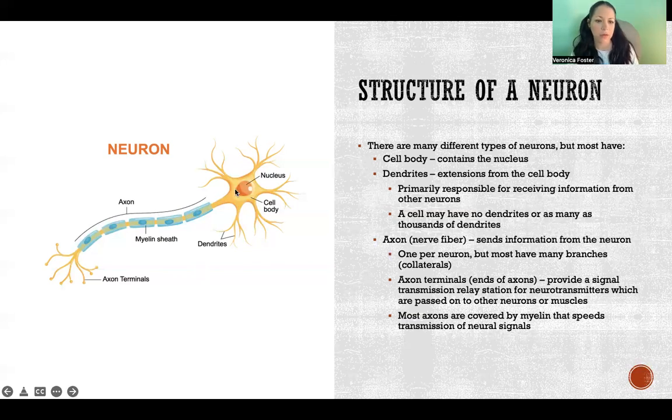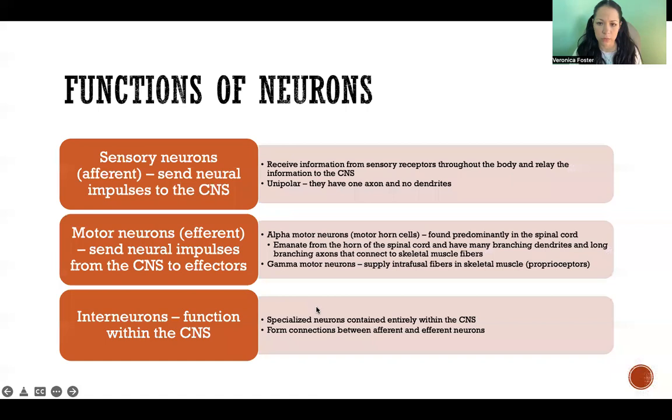So the signal is sent down through the axon, out through its branches, and then it's sent out through the axon terminals, the ends of the axons, to provide the signal transmission to whatever it's sending that signal to. So it could be to the next neuron in the pathway, or it could be to an effector like a muscle or a gland. And then most axons are covered with a myelin sheath that helps to speed transmission of neural signals.